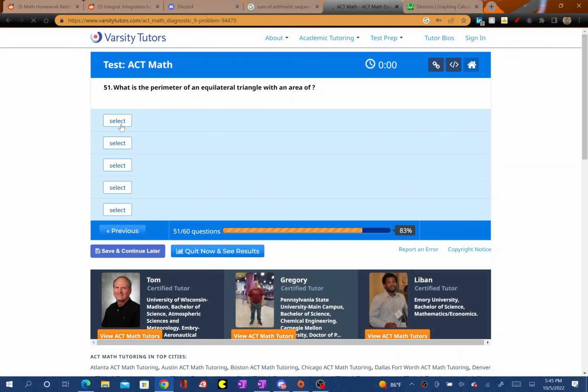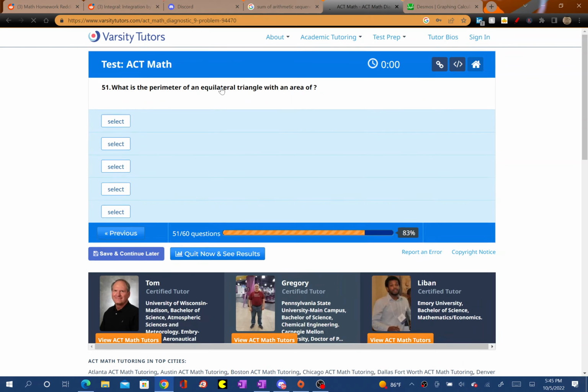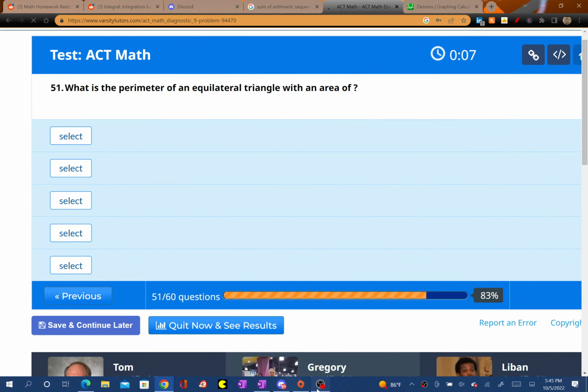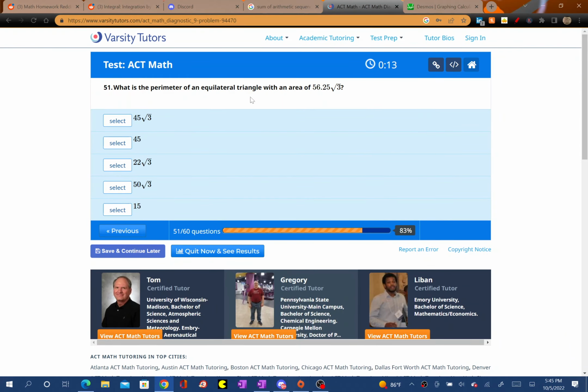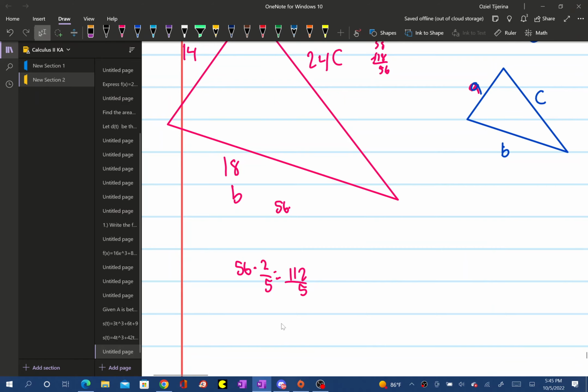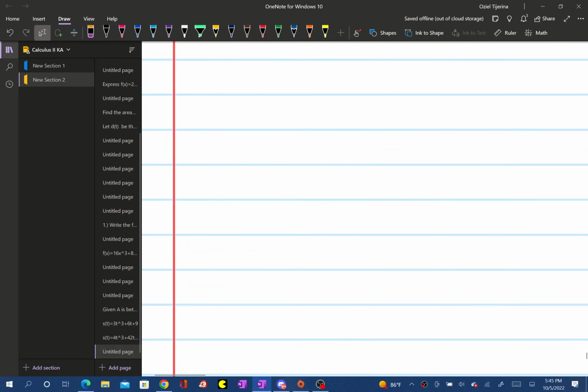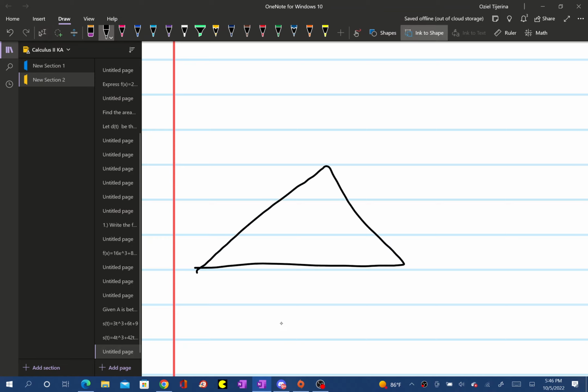Alright guys, 9 more questions. So this next one tells us, what is the perimeter of an equilateral triangle with an area of 56.25 square root 3? Okay, so it's an equilateral triangle, meaning that all the sides are equal. So I don't know. Whatever. I can't draw an equilateral triangle, at least I don't think.